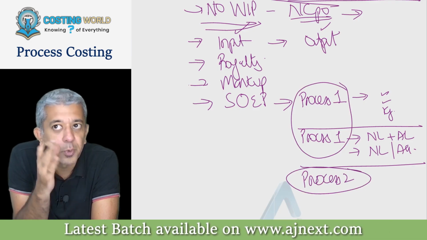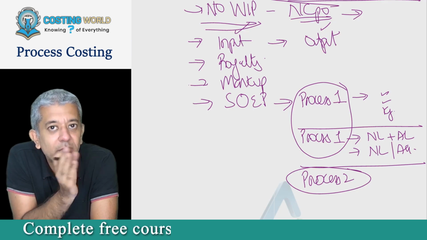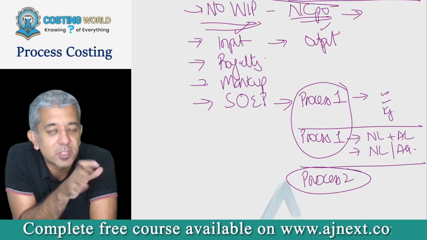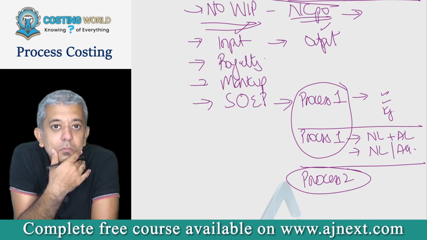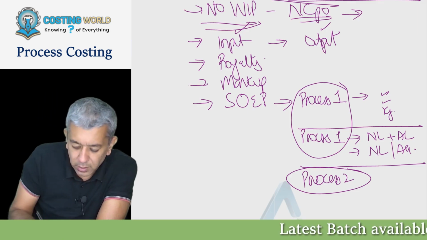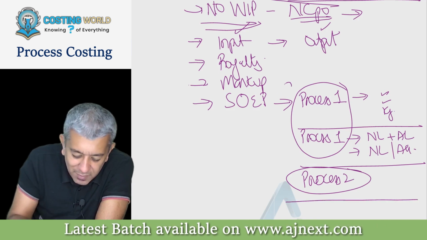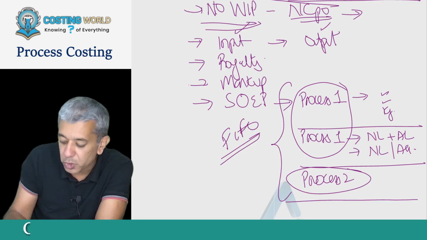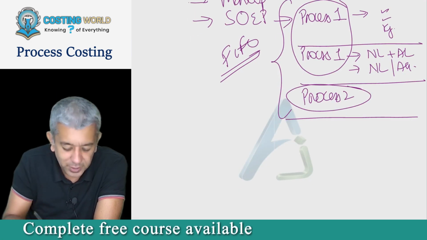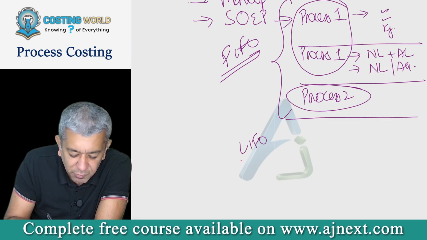Process 2 will have 2 materials, no? One that will come from the previous process and there will be materials added by that particular process also. The moment those questions are done, I will finish off all the questions of FIFO method. But then there are other methods also, sir. We can be following LIFO method also.